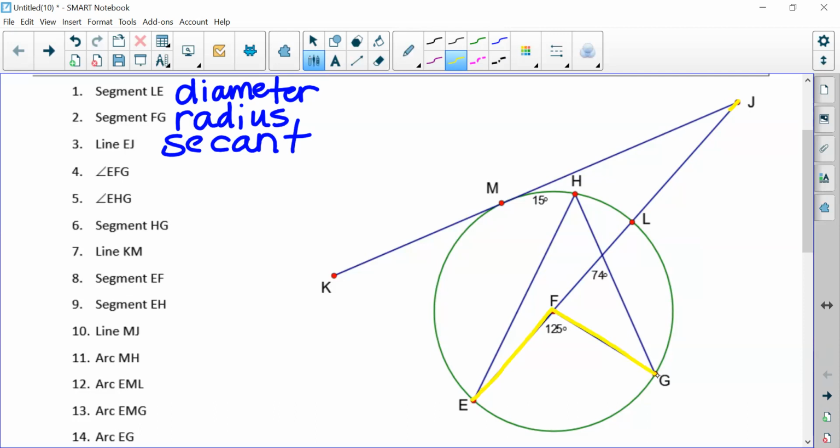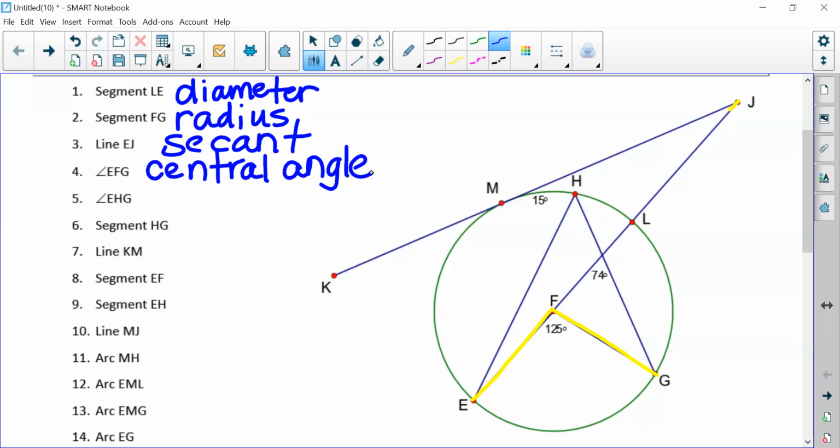Number 4 asks us what type of angle would closely define angle EFG. Okay, look, angle EFG, the vertex is at point F, which tells us that angle EFG is what we call a central angle.